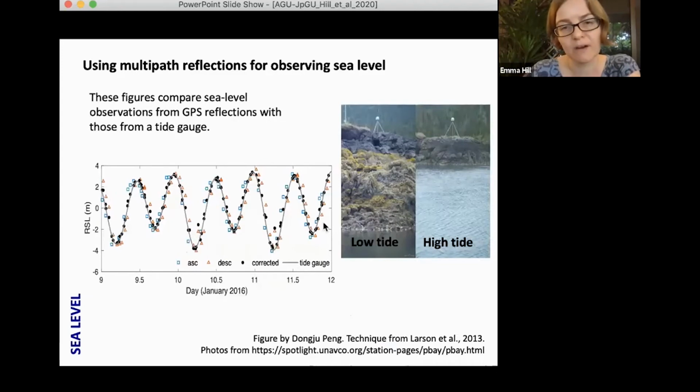This is a comparison of a tide gauge shown with the solid line, so an instrument stuck into the water and directly observing the sea level change. And then the colored squares and triangles are the GPS observations. And you can see that these agree really nicely.